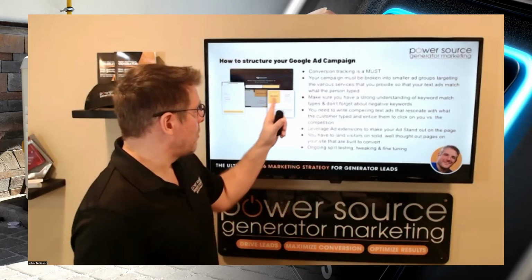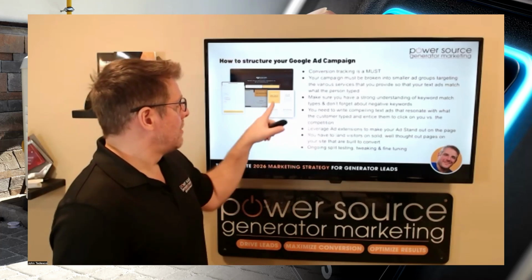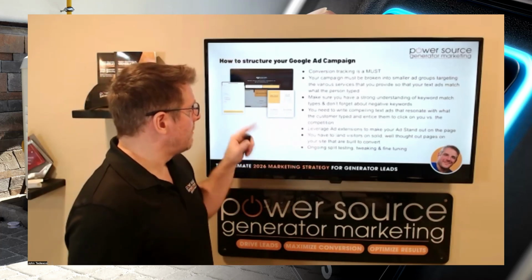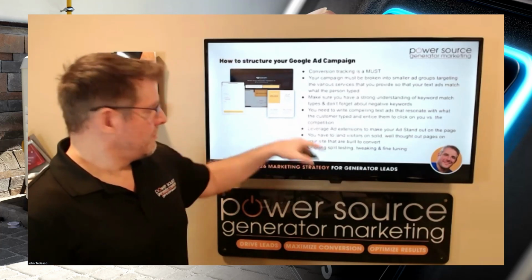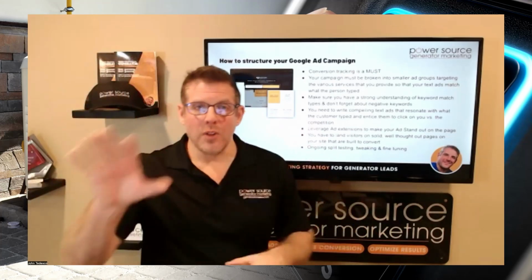You have the call to action, which is $500 off, 100% financing, over 400 5-star reviews, free estimate. Have all this stuff on the top. Remember, the intent is high. So they already know what they're looking for. They already know that they're looking for a generator, they're doing an install.